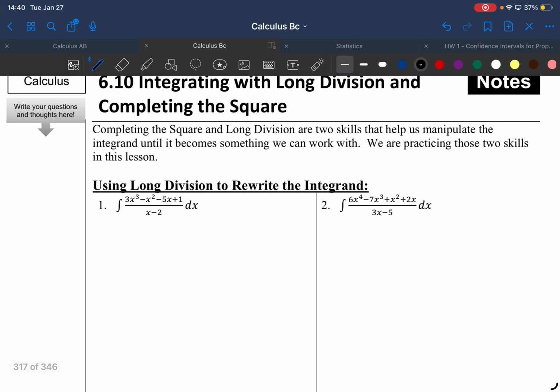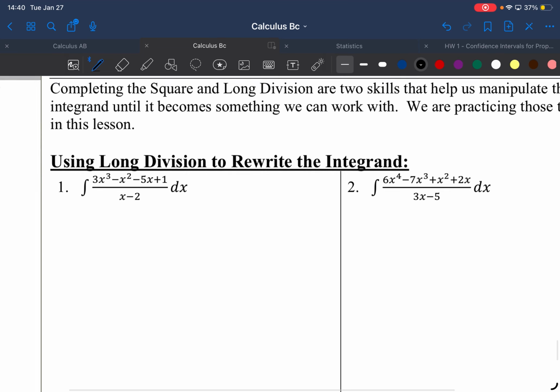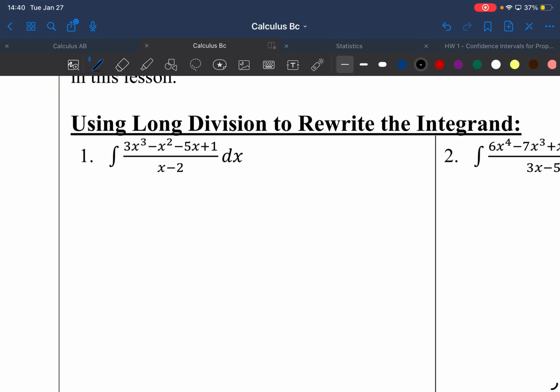So long division, raise your hand if you remember it. Okay, not too bad. It's something you learn in Algebra 2, well, you're supposed to, and then pre-cal. Honestly, in these notes, there's nothing new calculus-wise. Everything here we've already learned. It's just bringing in those skills from Algebra 2 and pre-calc with the long division and completing the square.